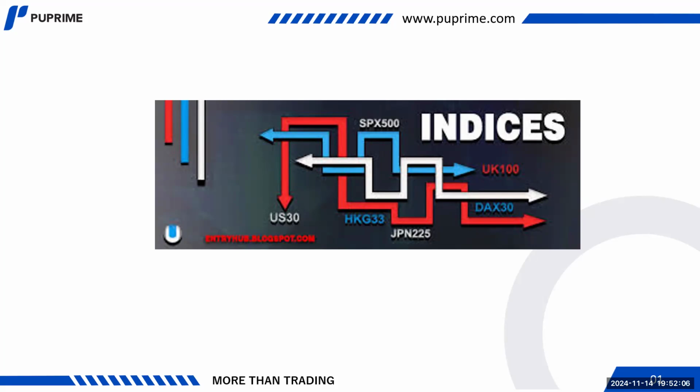Indices are the combined stock value of a sector of the economy. For example, in the US, there's a sector of the economy that is called the tech sector. That is the technology sector. Now, under the technology sector, you have companies like Amazon, Google, Microsoft, Tesla, Facebook, and so on like that.